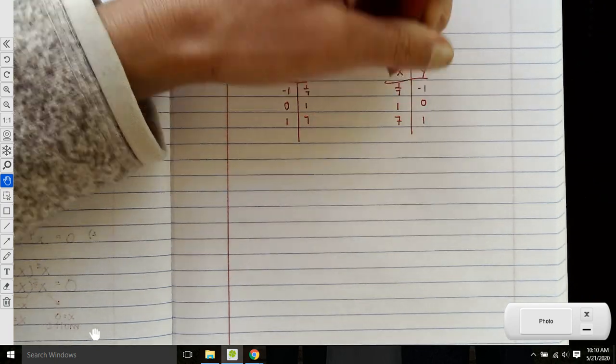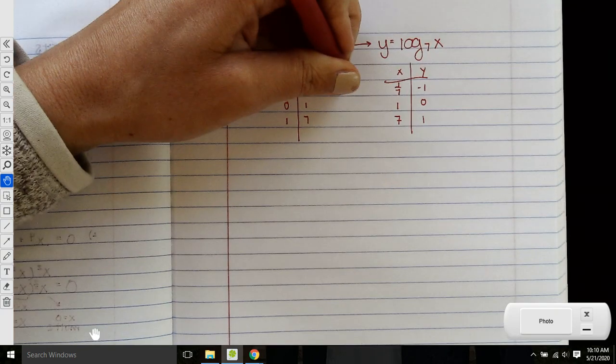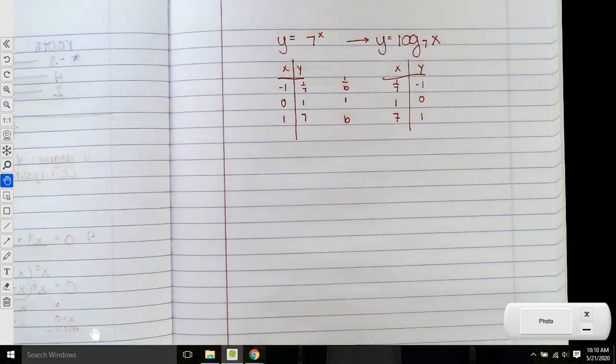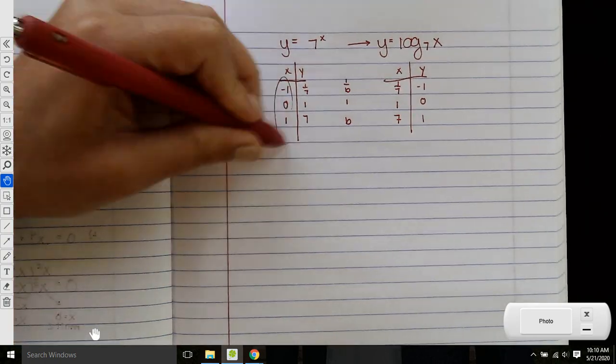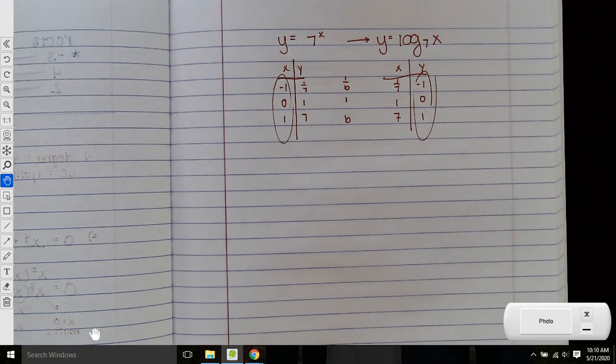So given any base, you can always do this. So this is 1 over the base, 1, base. And then the outsides are negative 1, 0, 1. This is super, super important as you go forward.